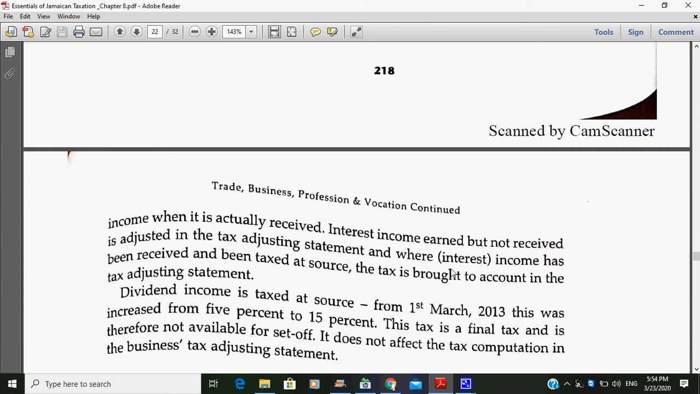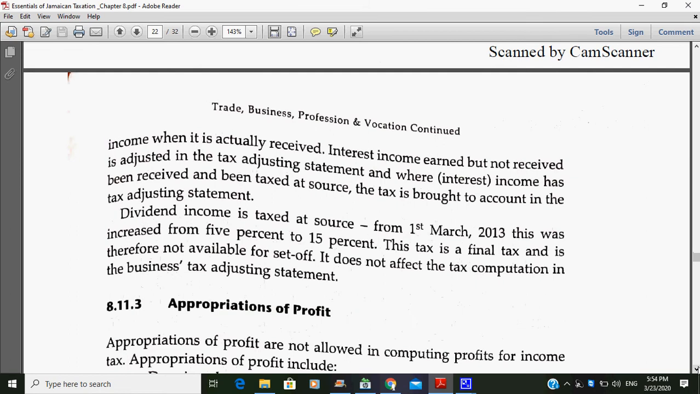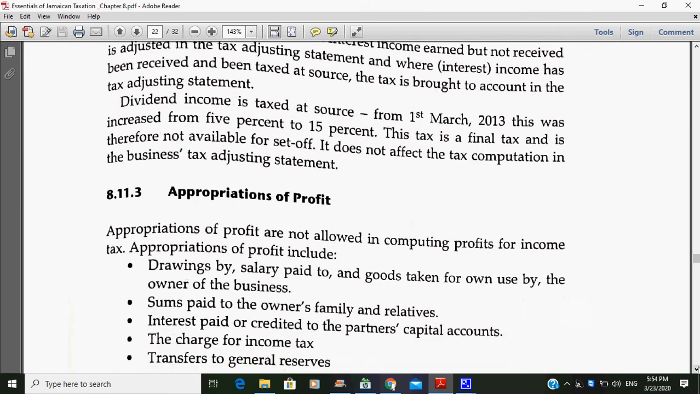Alright? Dividend income is taxed at source from March 1st, 2013. This was increased from 5% to 15%. This tax is a final tax and is therefore not available for set off. It does not affect a tax computation in the business tax adjusting statement. Now we'll look at another section.